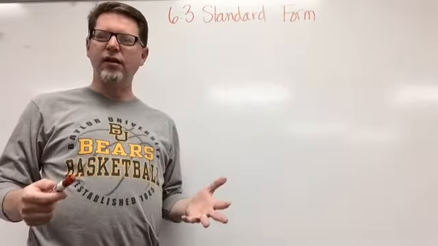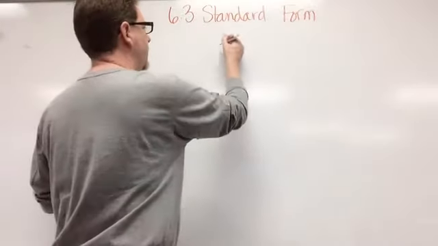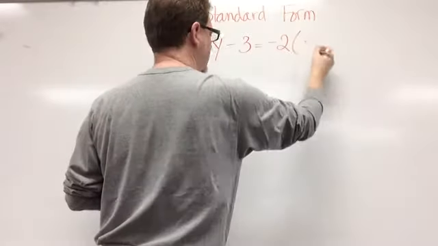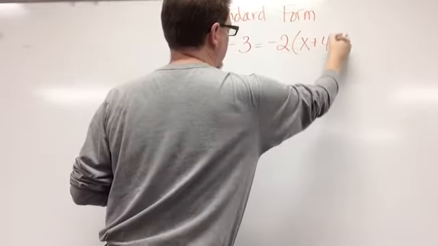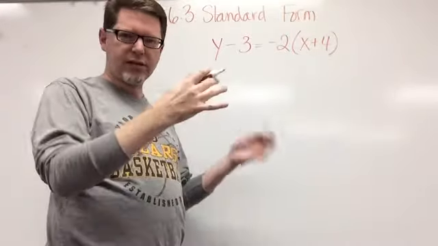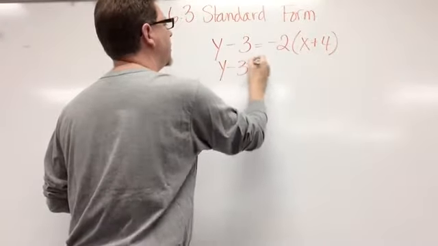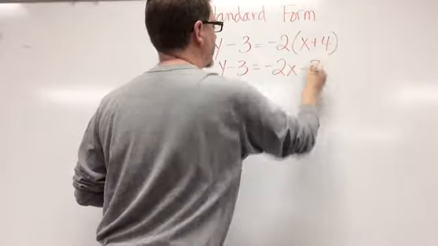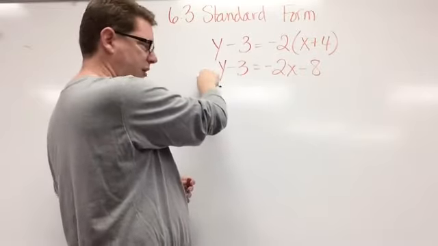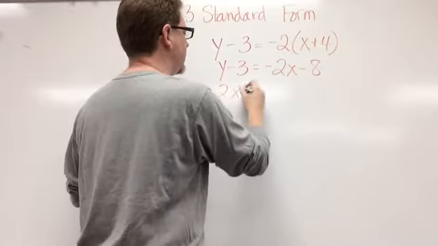Well, let's say we're given something in point-slope form. So we have an equation that might be like y minus 3 equals negative 2 times the quantity of x plus 4. And we need to put this in standard form. So we're just going to get it so that x and y are on the same side. First thing I have to do is distributive property. y minus 3 equals negative 2x minus 8. Okay? So now I'm going to add 2x to both sides to get the x and y on the same side. So it'll be 2x plus y.